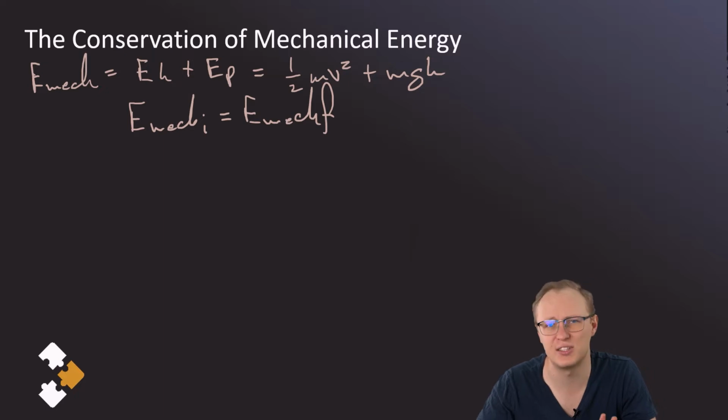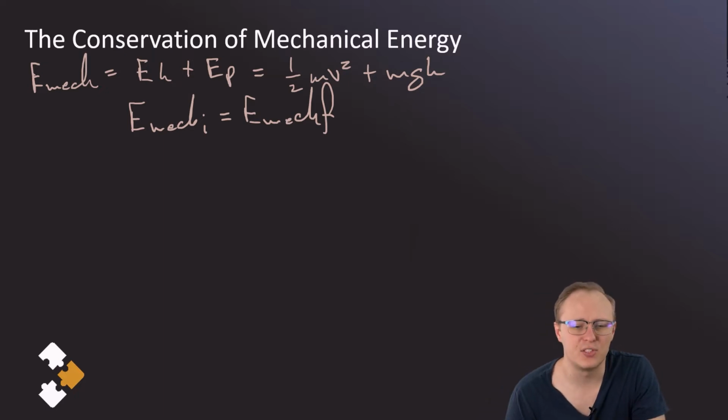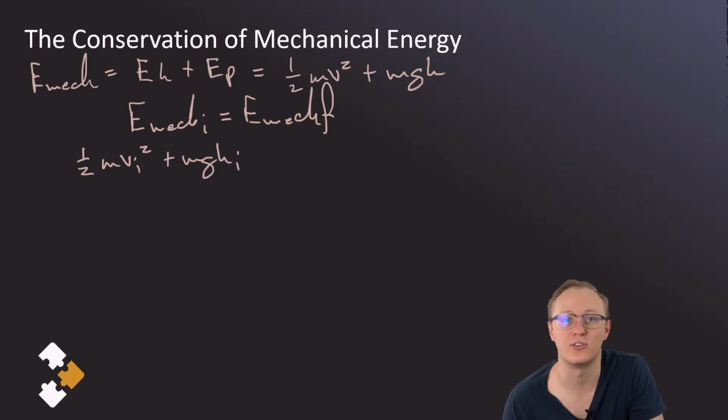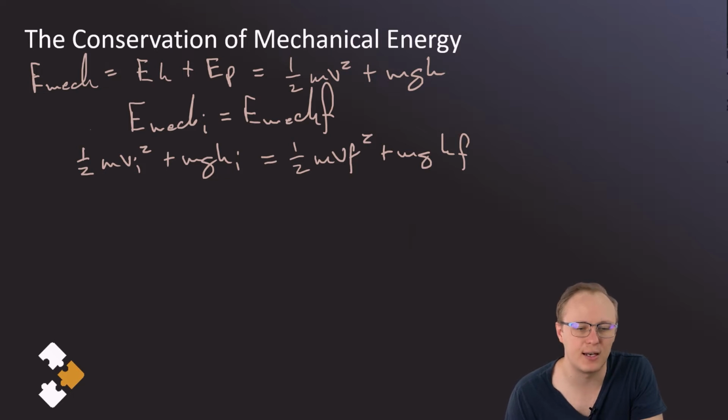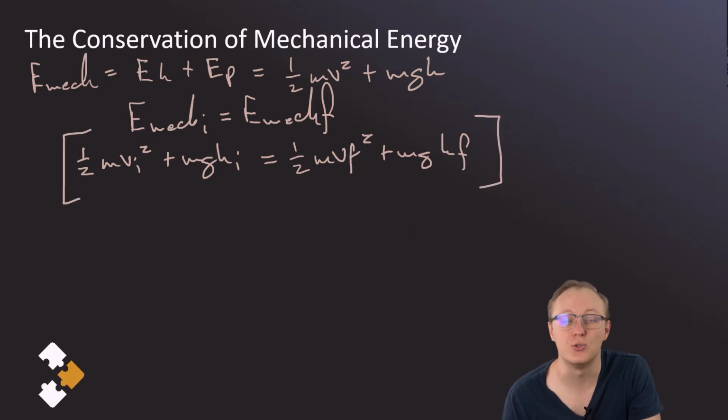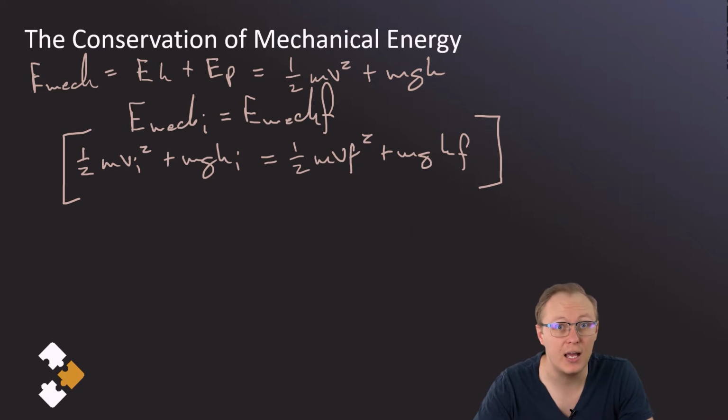Okay. So usually there's going to be some sort of change in height, but this EMEC initial would then be half m times the initial velocity squared plus mghi, right? So that's now the initial mechanical energy, and that would be equal to half mvf squared plus mghf. Okay, so this is the formula that we are most likely to write down and to use if we are going to be applying the conservation of mechanical energy.